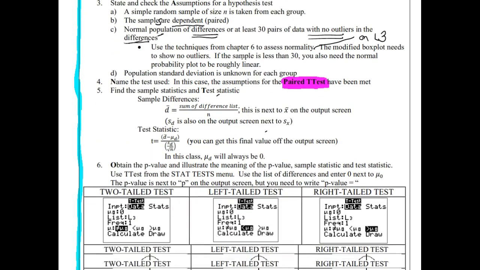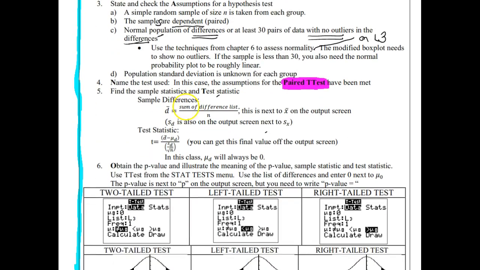And our test statistic for that one, our new statistic here instead of x bar, is going to be d bar. This is the average of the differences, which if we did this by hand, we would add up all the numbers in the difference list and divide by little n. But that's going to be next to x bar on the output screen when we run the test. S sub d, the standard deviation of those differences, is also on that output screen, and it's next to S sub x. Because your calculator doesn't know if you've given it values of x or values of d.